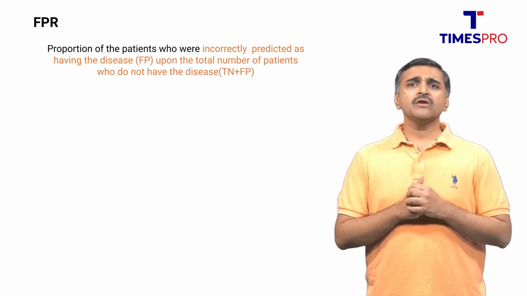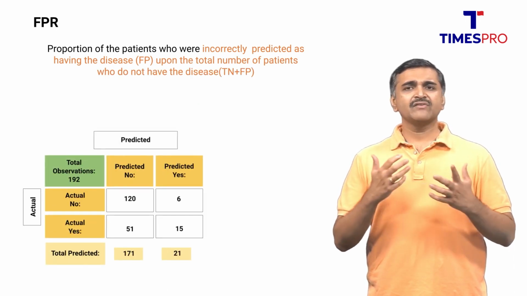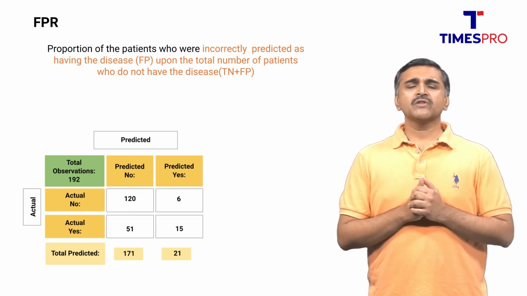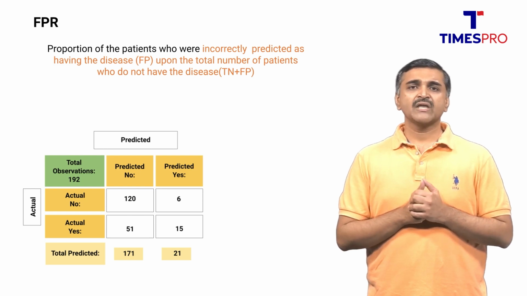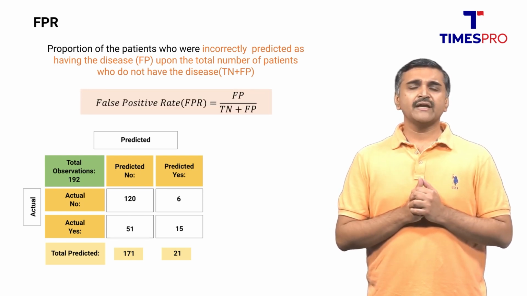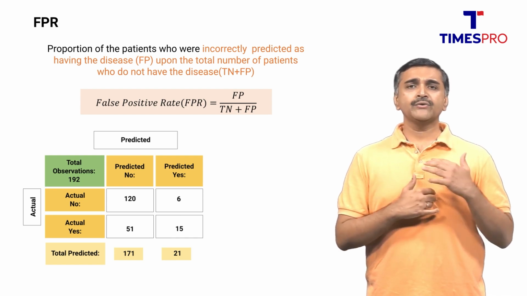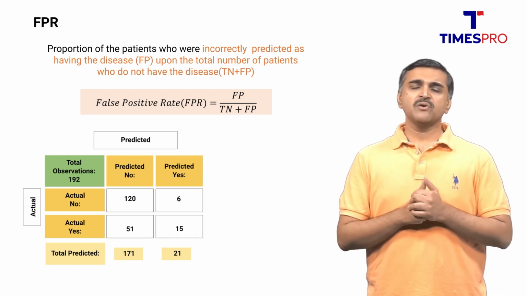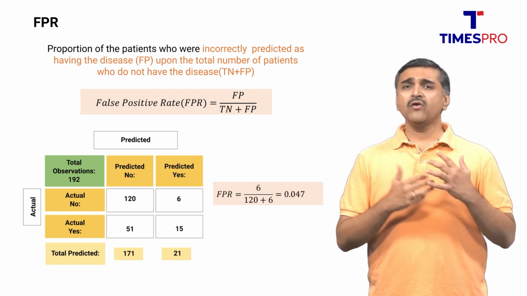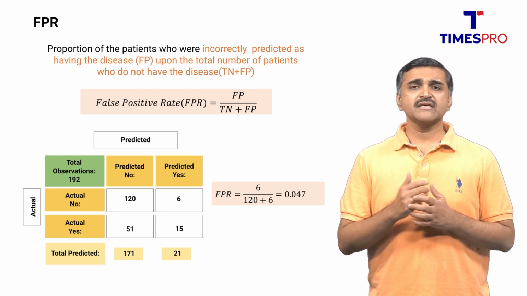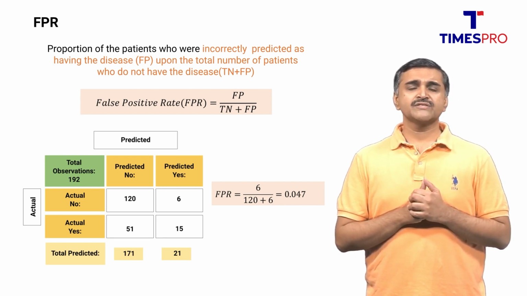The proportion of the patients who were incorrectly predicted as having the disease upon the total number of patients who do not have the disease. That is, false positive rate is given by false positive divided by true negative plus false positive. From our confusion matrix, the false positive rate is 6 divided by 120 plus 6, which is 0.047.